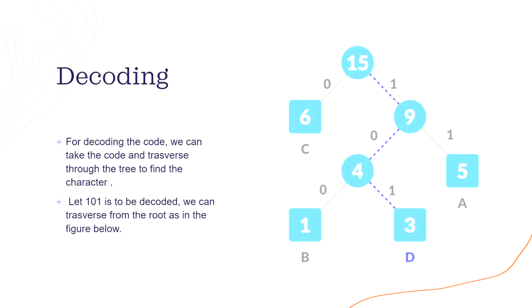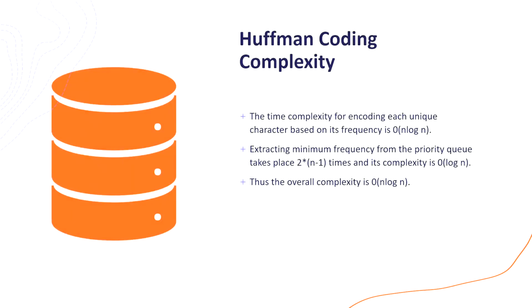Now, when the message is sent, it's time for decoding the message. For decoding the code, we can take the code and traverse through the tree to find the character. Traversing means for each we have to visit each character. Let's say 101 is to be decoded. We can traverse from the root. This is the root in the figure. We have understood what is encoding, what is decoding.